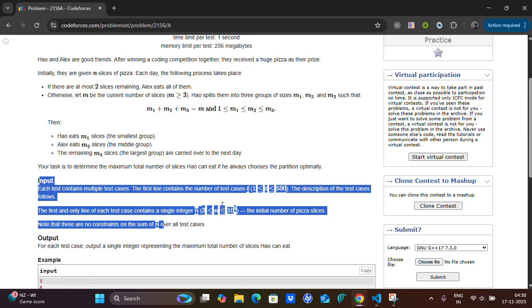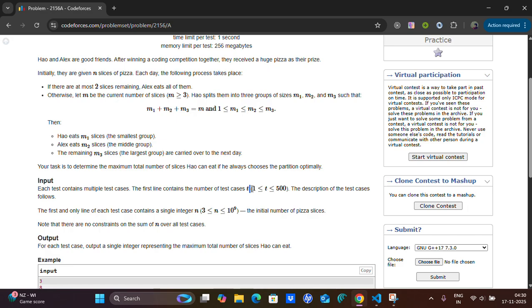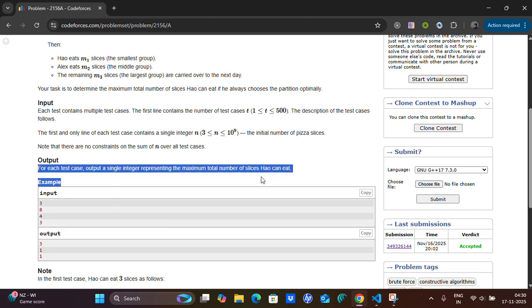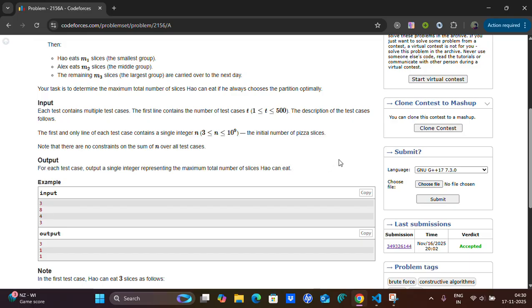Okay, and this is the input format which is given. We have to take the inputs in this format. The number of test cases will be t, and n will be given. n is the initial number of pizza slices, right? And we have to print the maximum total number of slices.